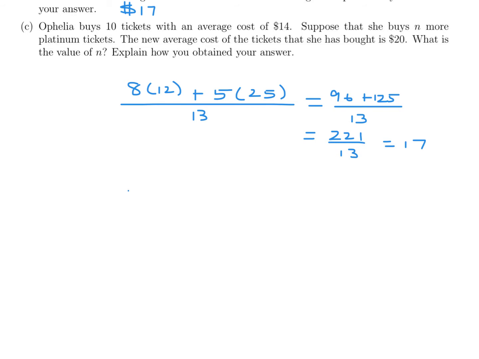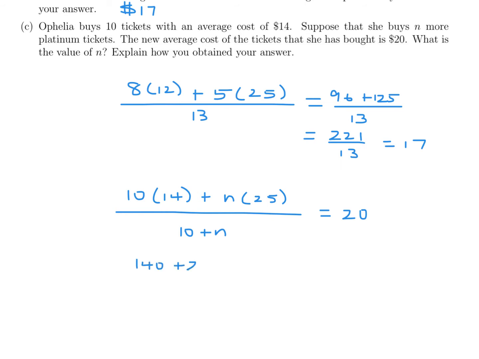So this time she buys 10 tickets, and each is 14. And then she buys N of the platinum ones, and each is 25. And then the total is 10 plus N. And they've told me that that number would be 20. So I just have to solve this equation. So this is 140 plus 25N, and that is going to be 200 plus 20N. So this is 5N is equal to 60, and therefore N is 12. So that completes number 2.